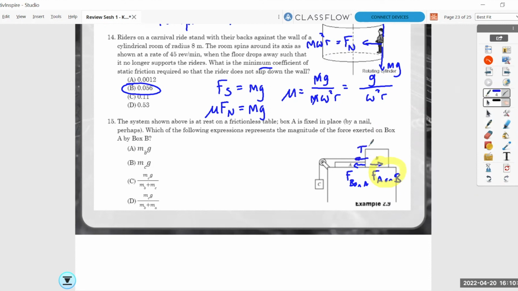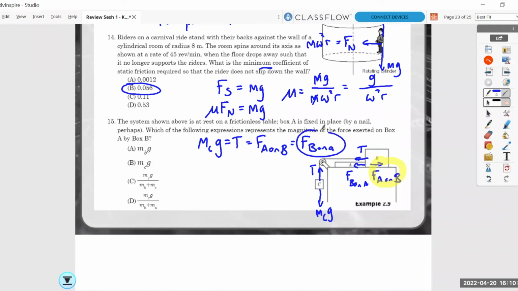If everything's at rest, those are equal. If we zoom over to C, C only has mc times g down and tension up. And if everything's at rest, that's equal. So we've got mcg being equal to tension, but tension also being equal to the force of A on B. And we know that the magnitude of the force of A on B is the same as the magnitude of the force B on A.